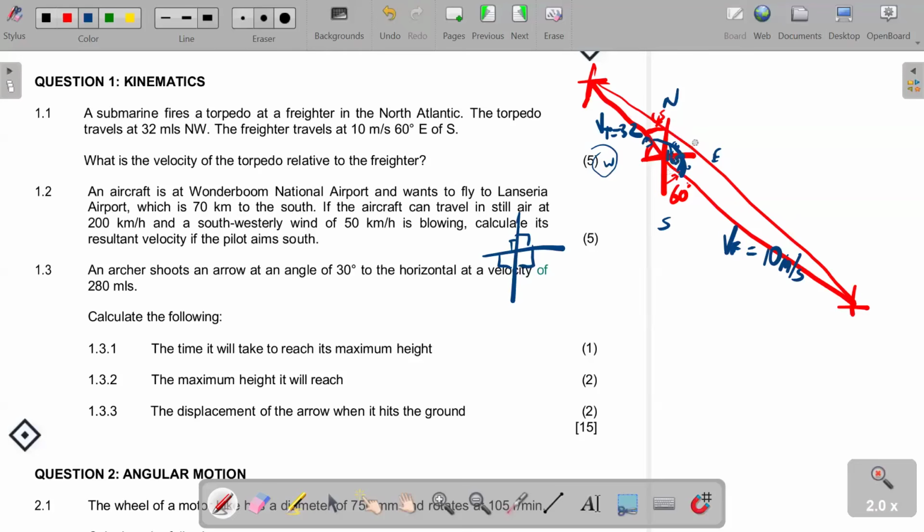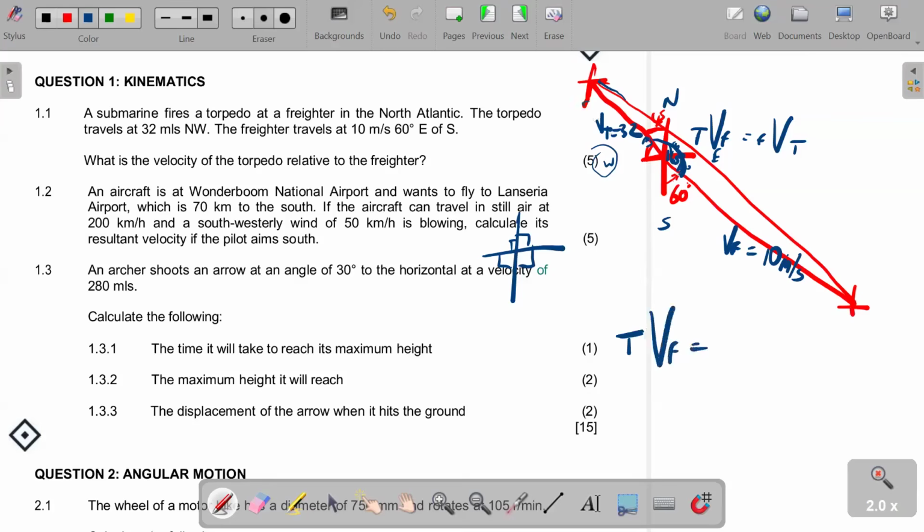Now we want to calculate this length. This is the magnitude of the velocity of the torpedo relative to the freighter, which is going to be the same as the velocity of the freighter relative to the torpedo. The magnitude is the same, except the direction won't be the same. The magnitude is the same. So having that in mind, we can then easily calculate the velocity of the torpedo relative to the freighter. What can we use?